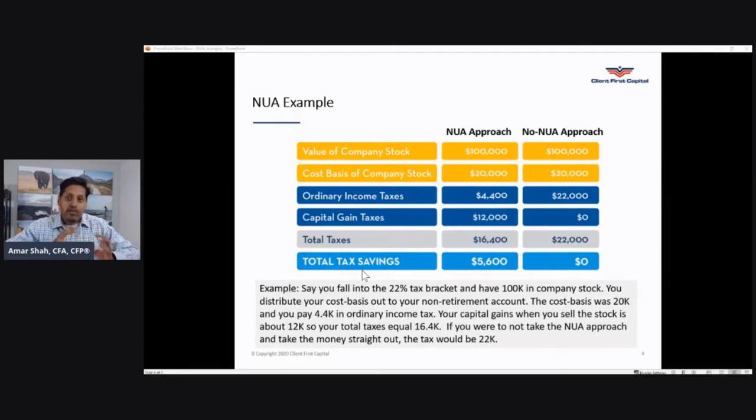Now, there are a lot of different things that would play into this, but this is a basic example and should give you a framework when you're doing your planning. There are three things that I'd like to talk about specific to this example that I think are important to realize. Number one, you don't have to do 100% of your company stock. If you have $100,000 in company stock, you could do $50,000 and not $100,000 and keep the rest in a retirement plan.